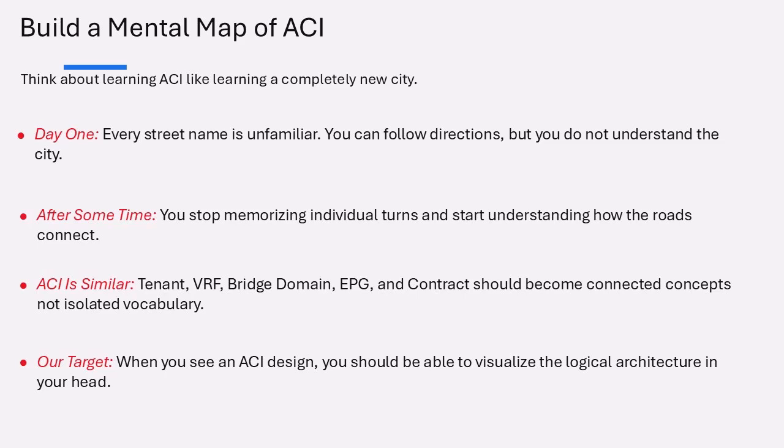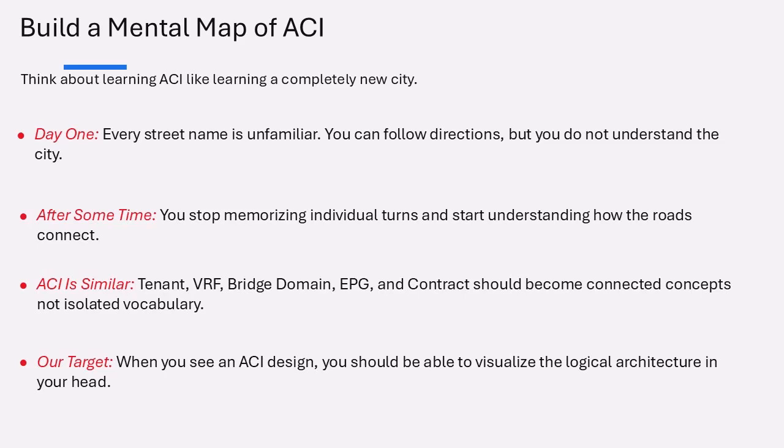And that is very similar to learning ACI by following configuration steps. Create a tenant, click. Create a VRF, click. Create a bridge domain, click. Create an EPG, then click. Create a contract, click again. Okay, everything works, but why? What did we actually build? What is happening underneath? That is the difference between knowing how to configure ACI and actually understanding ACI.